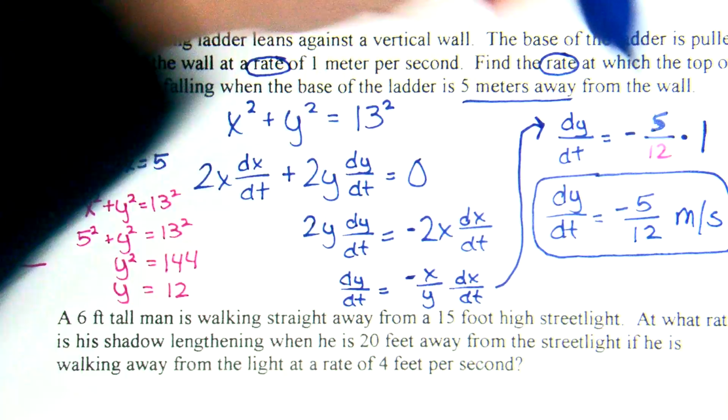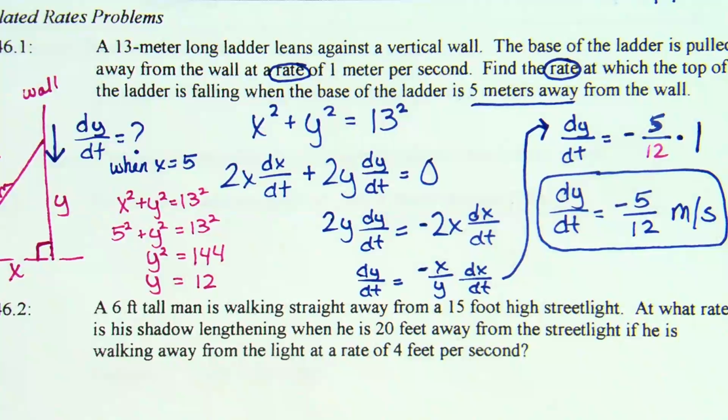Why is it negative? Because it's going down, right? That ladder is moving down the wall, and that length there is shorter than.